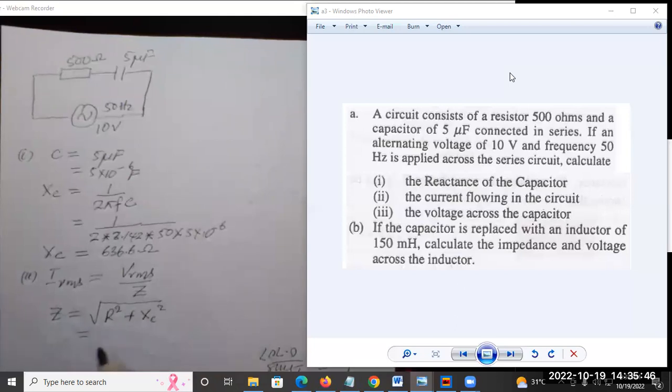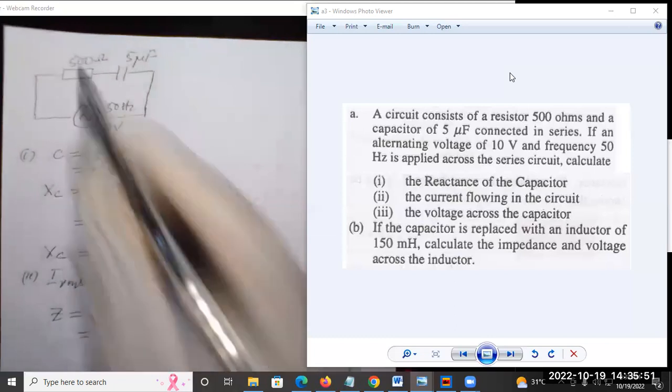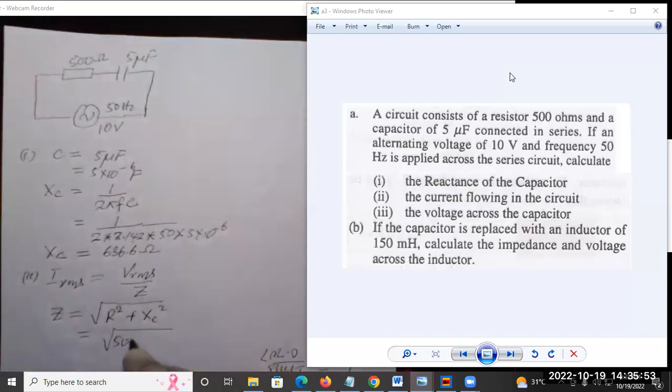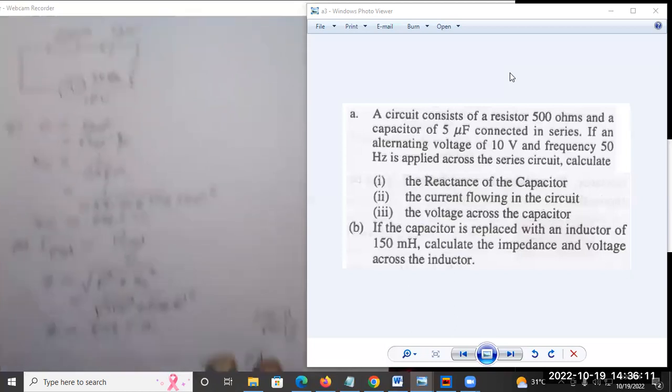Putting the values from the question, we have the resistance to be 500. Reactance will be calculated as 636.6. Square that. Using a calculator, the impedance of the circuit is given as 809.5 ohm.